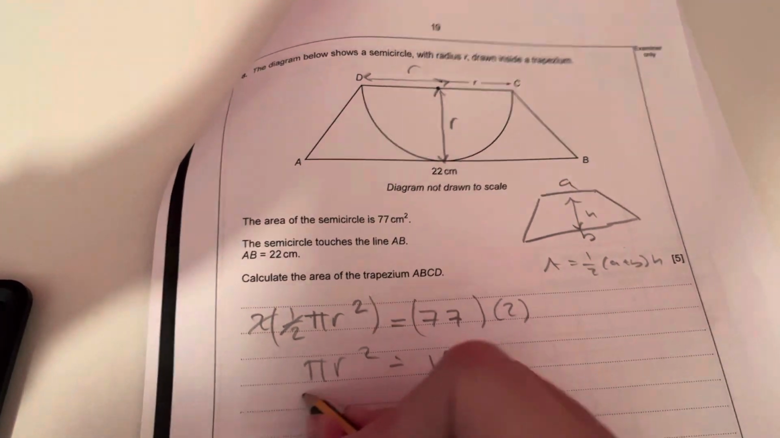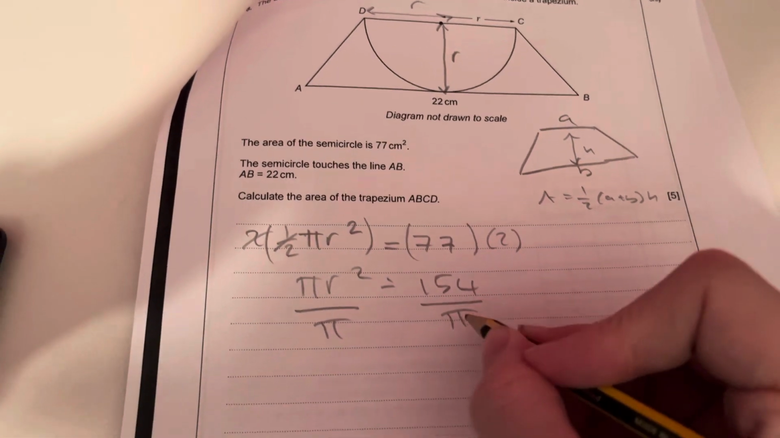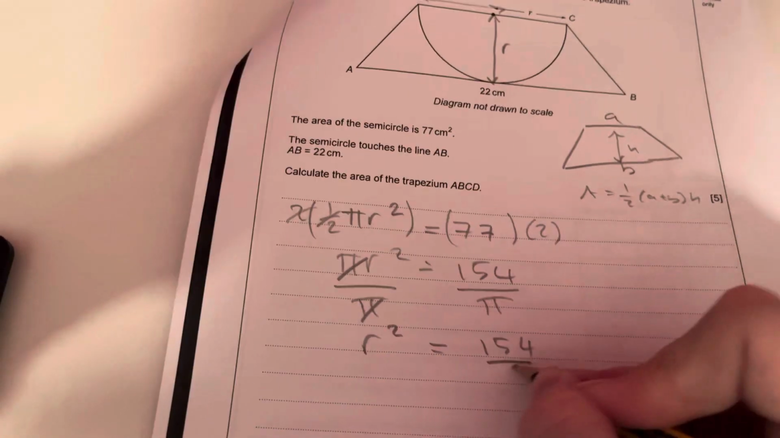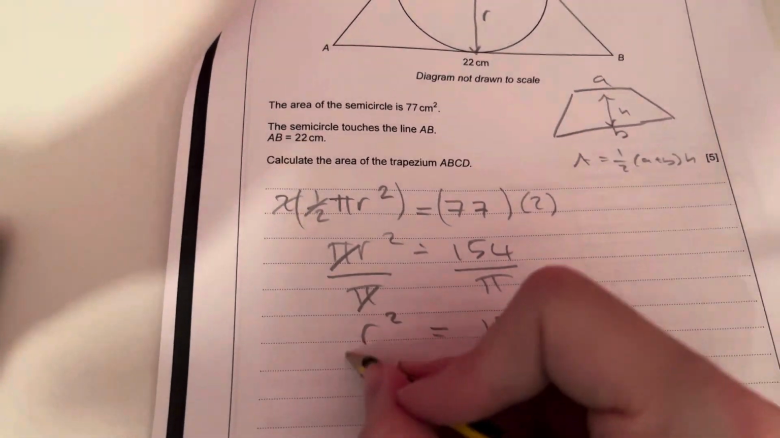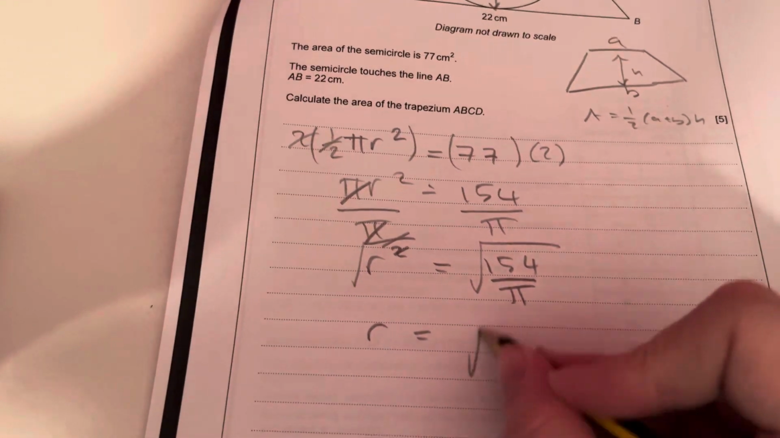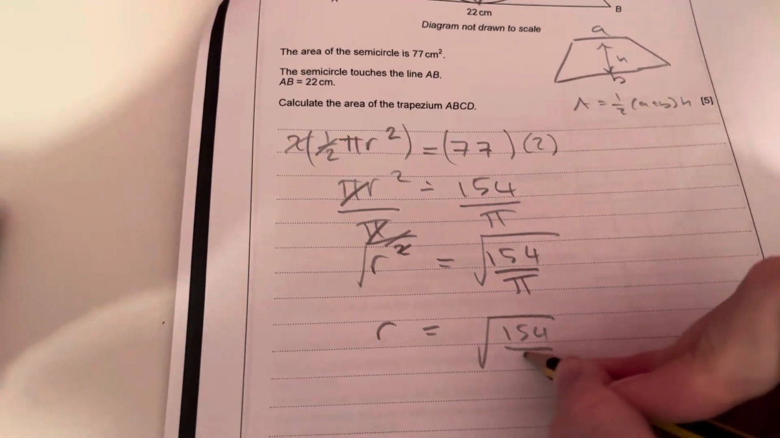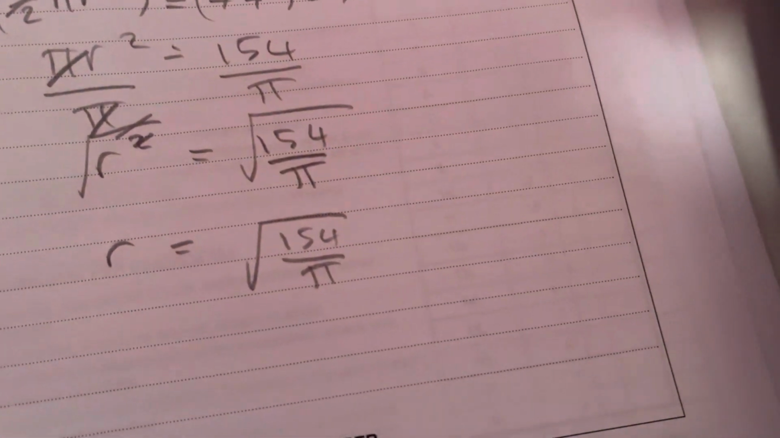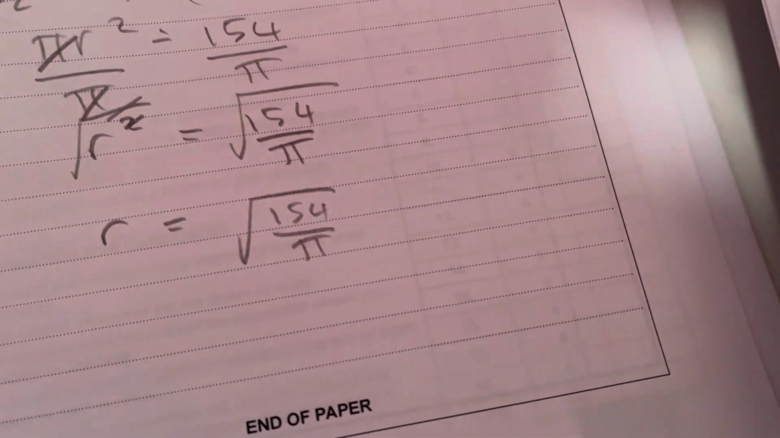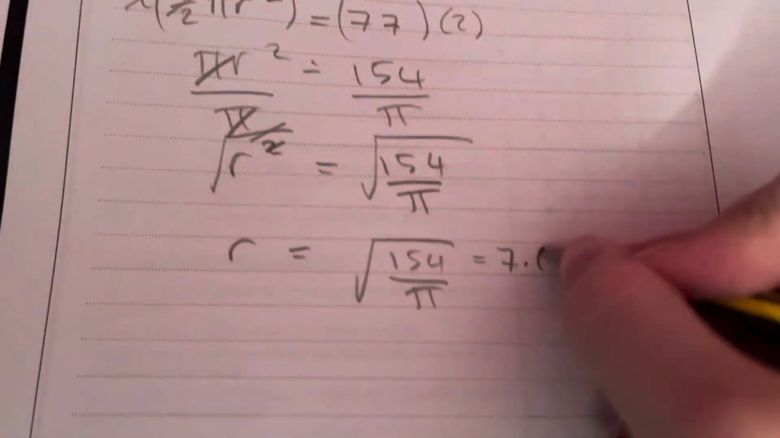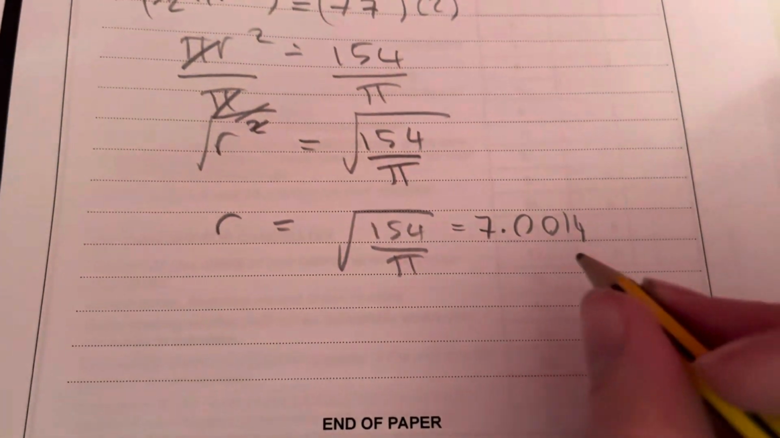So let's solve this for r squared, so dividing by pi on both sides. So I get that r squared is equal to 154 divided by pi. And then I square root both sides. So I get that r is equal to the square root of 154 over pi. So let's put this in the calculator. So this is more or less 7 exactly. So it's 7.0014. And I think that's well reasonable to say r is 7.